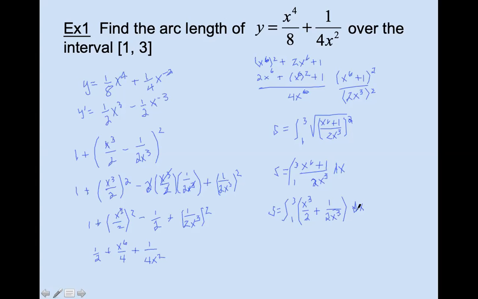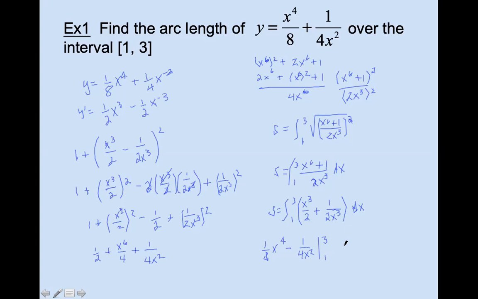And now I'm at the step where I'm finding the antiderivatives of those. So the antiderivative of x cubed over 2 is 1/8 x to the 4th minus 1 over 4x squared. And we are evaluating that from 1 to 3.